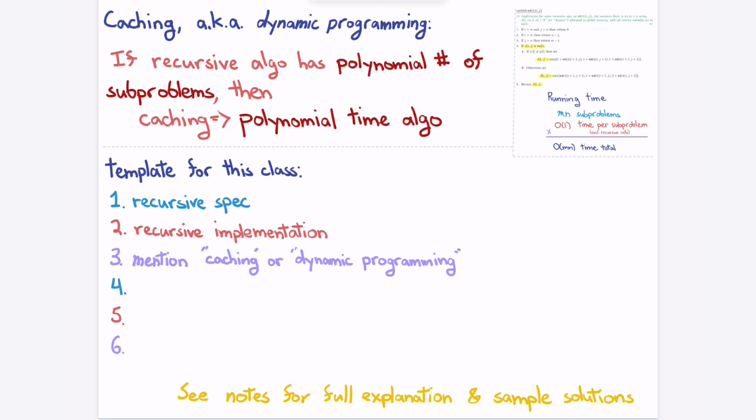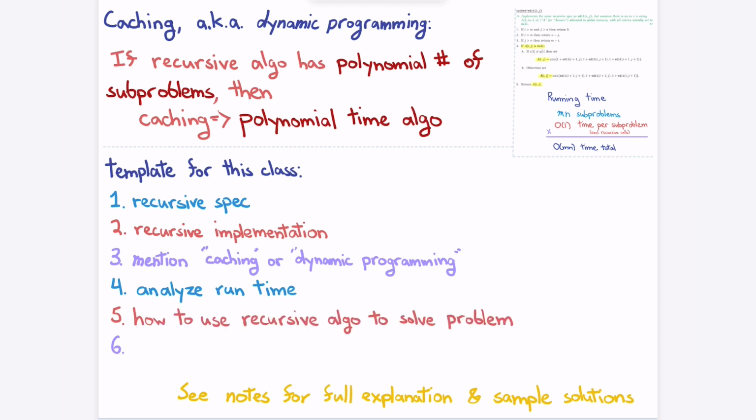And then analyze the running time. That's usually subproblems times work per subproblem. Then, how to use the recursive algorithm to solve the original problem. This doesn't seem very interesting for edit distance, but sometimes it'll be more interesting. So for us, we would say, I would return edit 1, 1. That gives me the edit distance to the original problem. Edit 1, 1 would be x1 to m and y1 to n, and that's what you're originally looking for. So just one quick sentence, that's often easy.